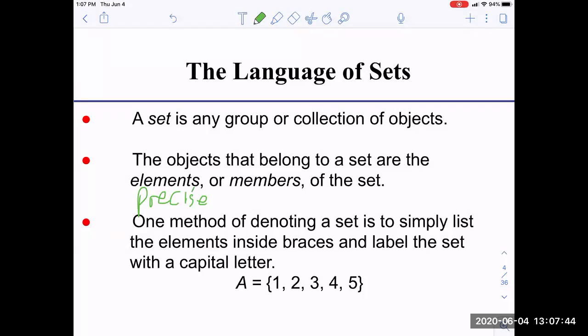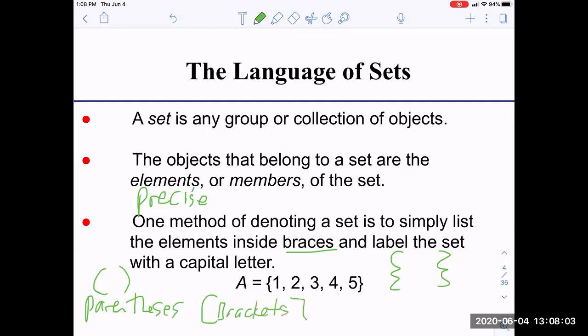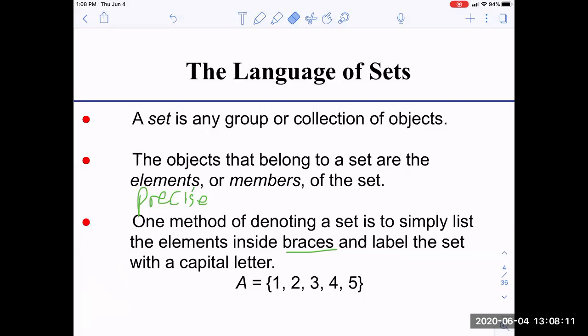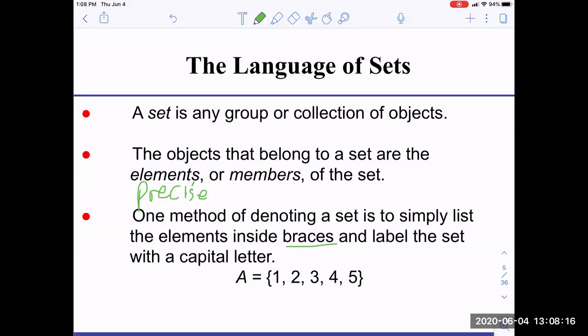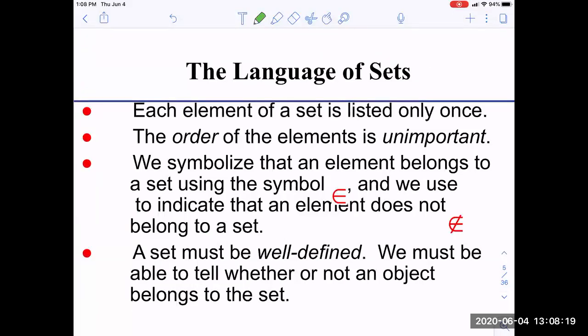So notice we do the set inside braces, which are these, not to be confused with parentheses or brackets. So I could talk about the elements of set A. There are 5 of them, and I could list them for you. So we only list them once. The order does not matter.